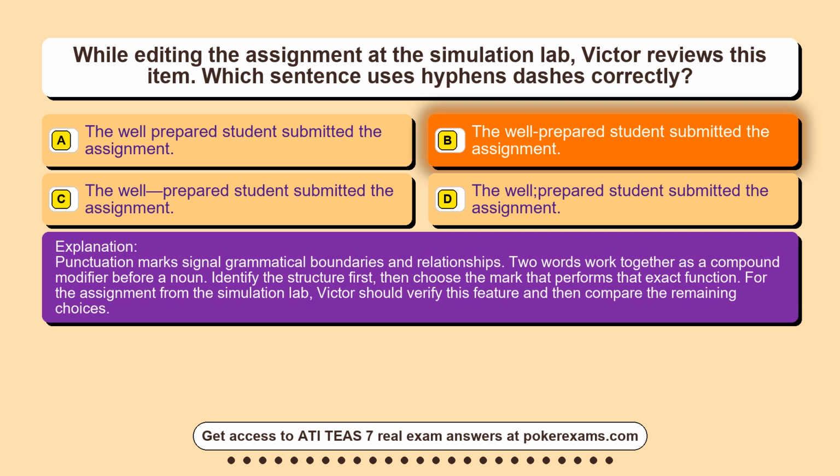Punctuation marks signal grammatical boundaries and relationships. Two words work together as a compound modifier before a noun. Identify the structure first, then choose the mark that performs that exact function. For the assignment from the simulation lab, Victor should verify this feature and then compare the remaining choices.